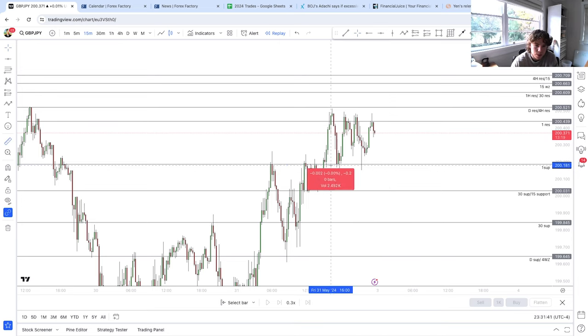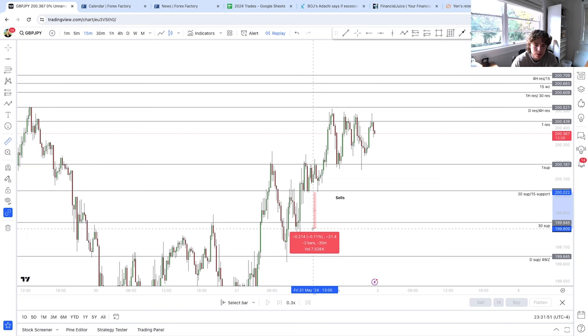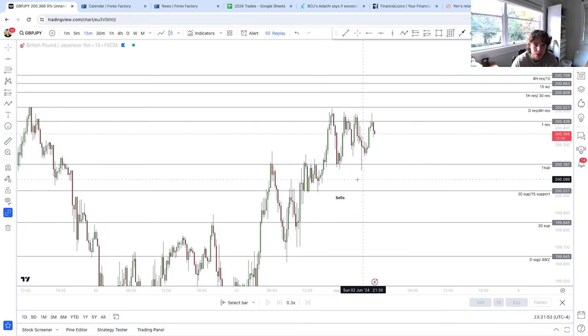So sells below here, if I was trading, I wouldn't really be too excited about it. Okay, I would much rather wait for sells below this level, okay? Because we have clean range, we'll have that nice 4 hour bearish close, potentially continue down further.